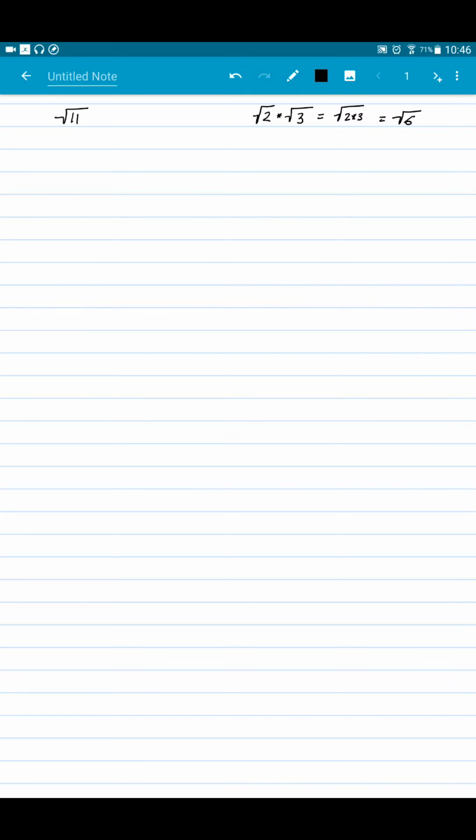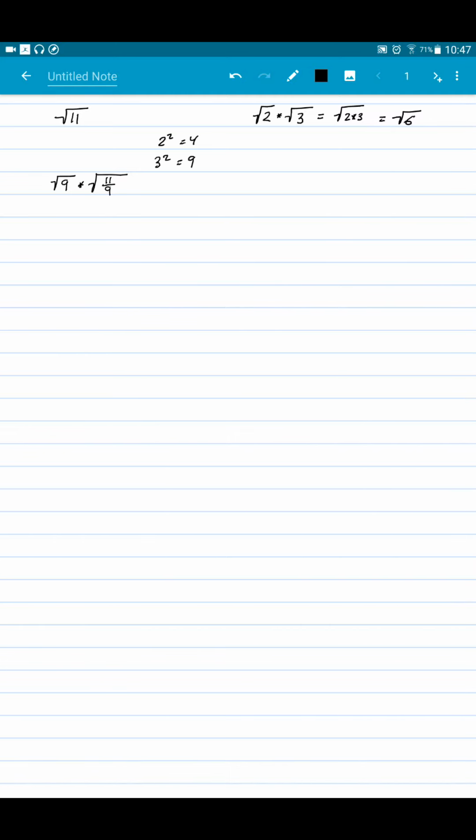So, with the square root of 11, what we want to do is find the highest perfect square. In that case, we know 2 squared is 4, and 3 squared equals 9, and 9 is as close as we're going to get to 11. So, if we divide this by 9, we get the square root of 9 times the square root of 11 over 9.